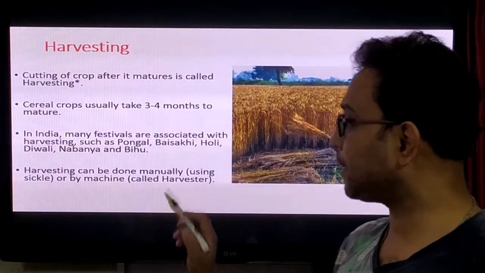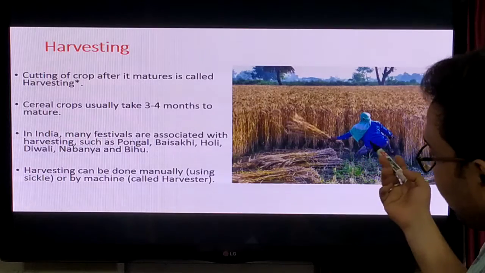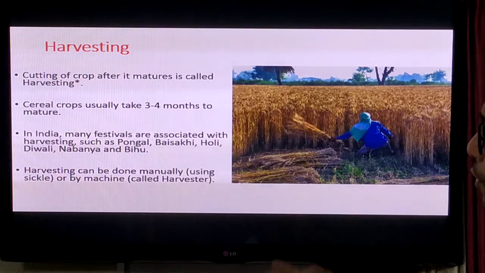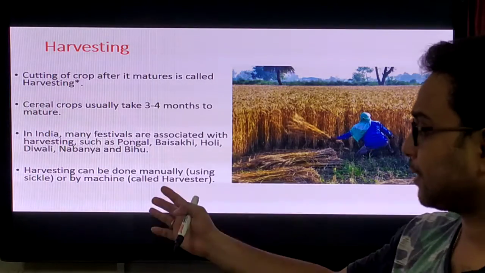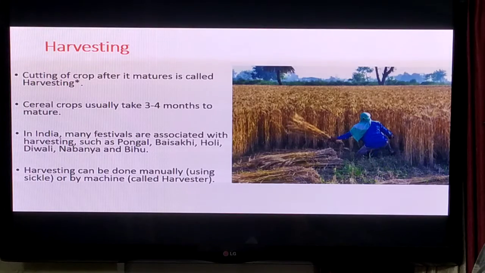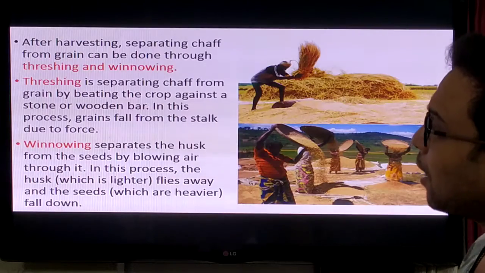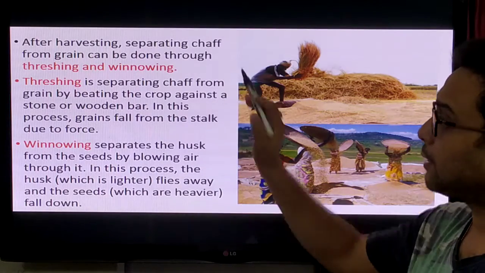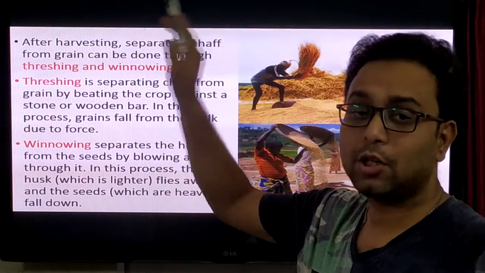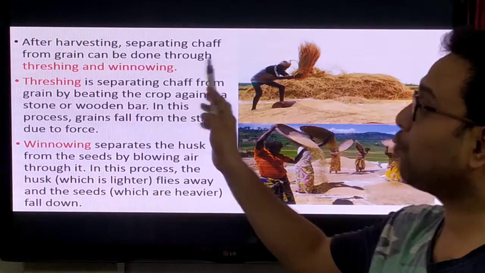And harvesting can be done manually. You can observe this. These farmers are harvesting the crops manually, using a sickle, or by machines called harvesters. Here, sickles are used to harvest the product, right? Okay. After harvesting, the separating of chaff from the grain can be done through two other important processes. One is threshing and the other is winnowing.